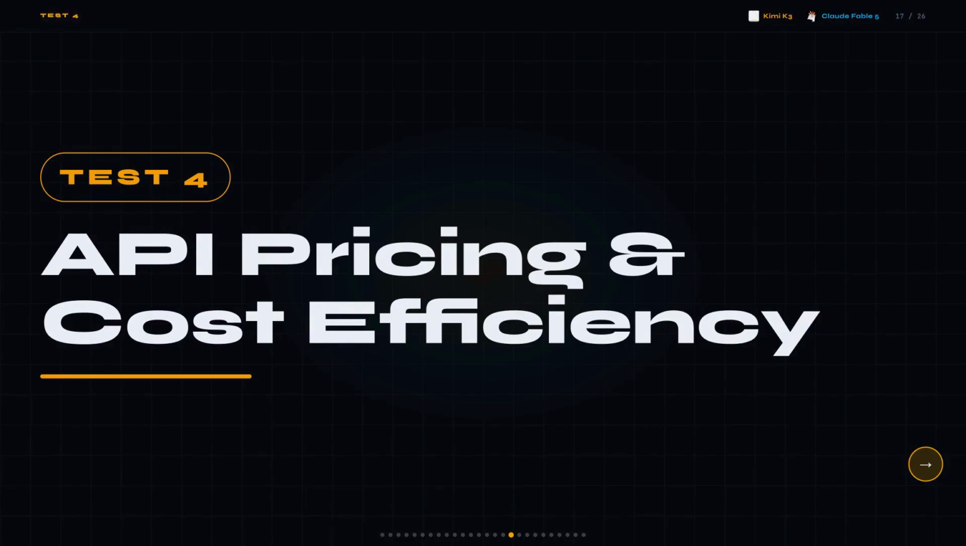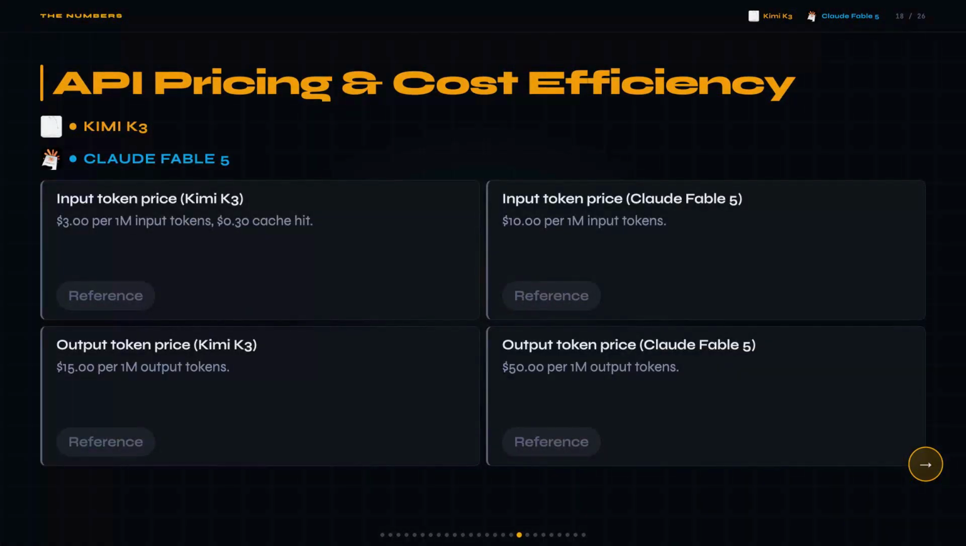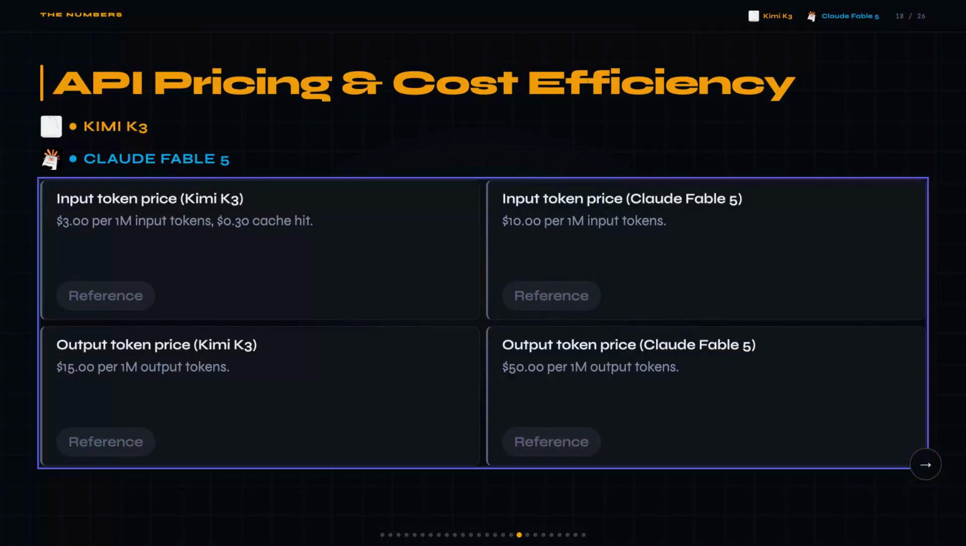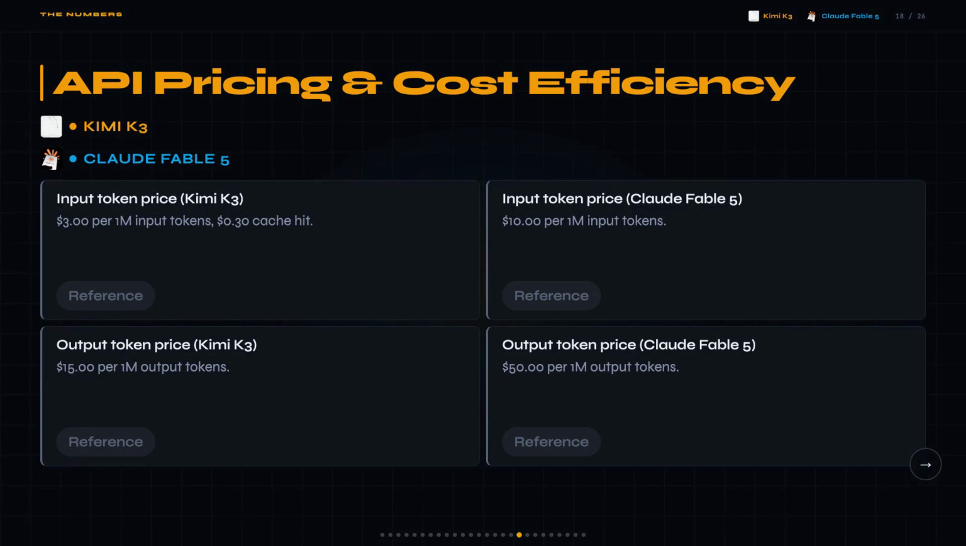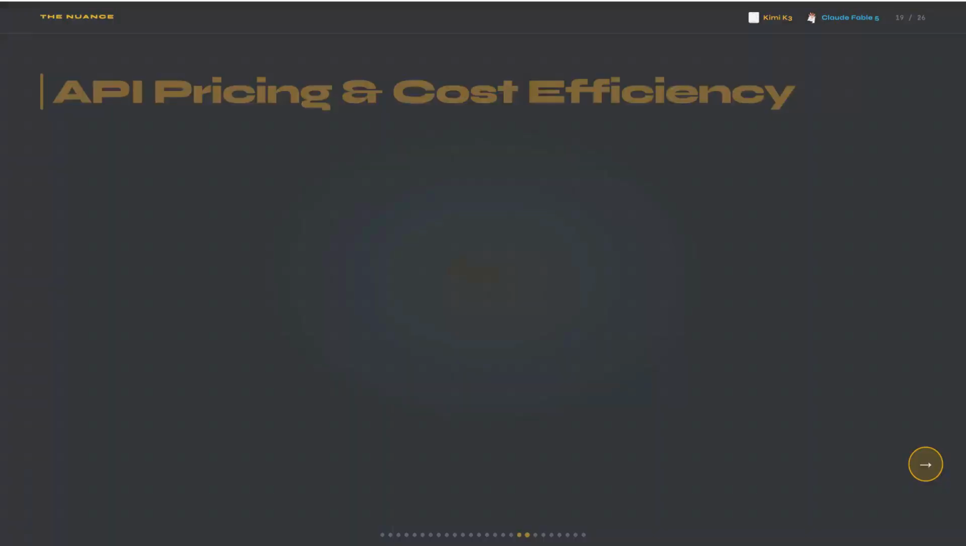You build a high volume app, you run 1 million tokens of output a day, and at the end of the month, you open your bill and realize you've been paying $50 per million when you could have been paying 15. So the numbers here are pretty wild. Kimi K3 is $3 per million input tokens, $15 per million output. Claude Fable 5 is $10 input, $50 output. That's more than 3 times the output cost. And with a decent cash ratio, Kimi's effective blended price comes out around $2.31 per million. I was expecting a gap, but not this big.